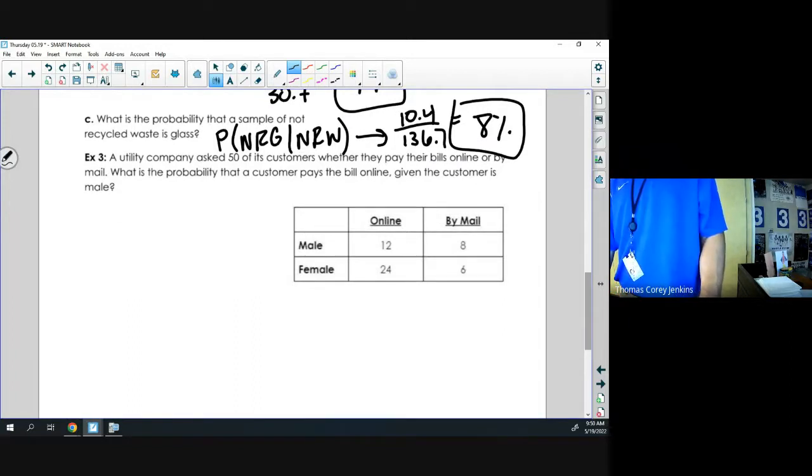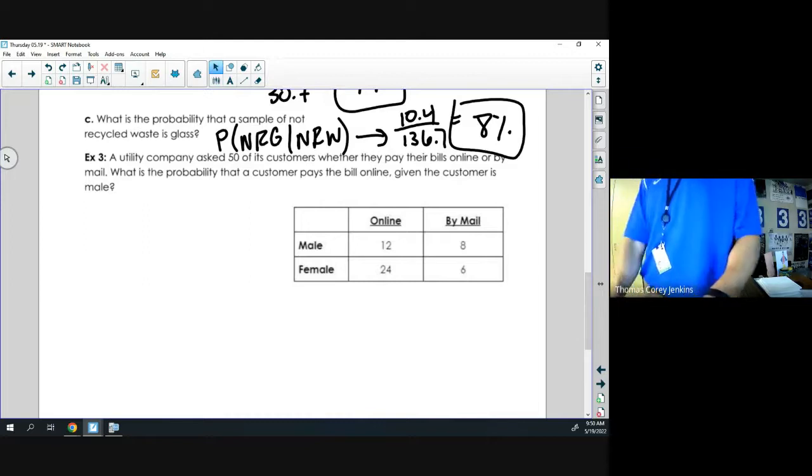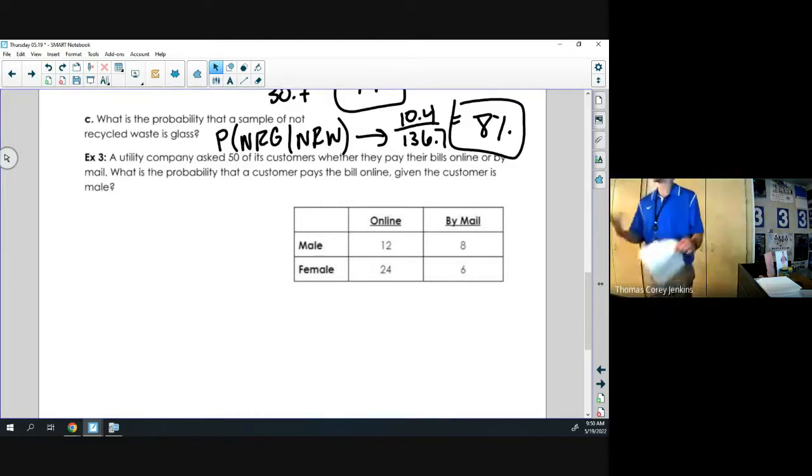A utility company asked 50 of its customers whether they pay their bills online or by mail. What is the probability that a customer pays online given that customer is male? Based on what you see on the table, go ahead and try to answer that question, and I'll go over it in 30 seconds or so.